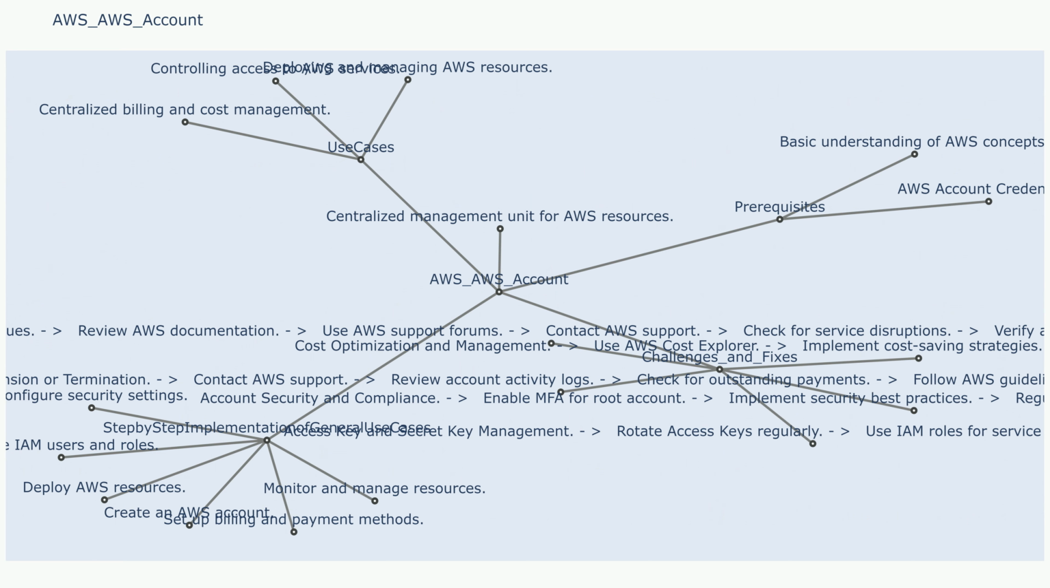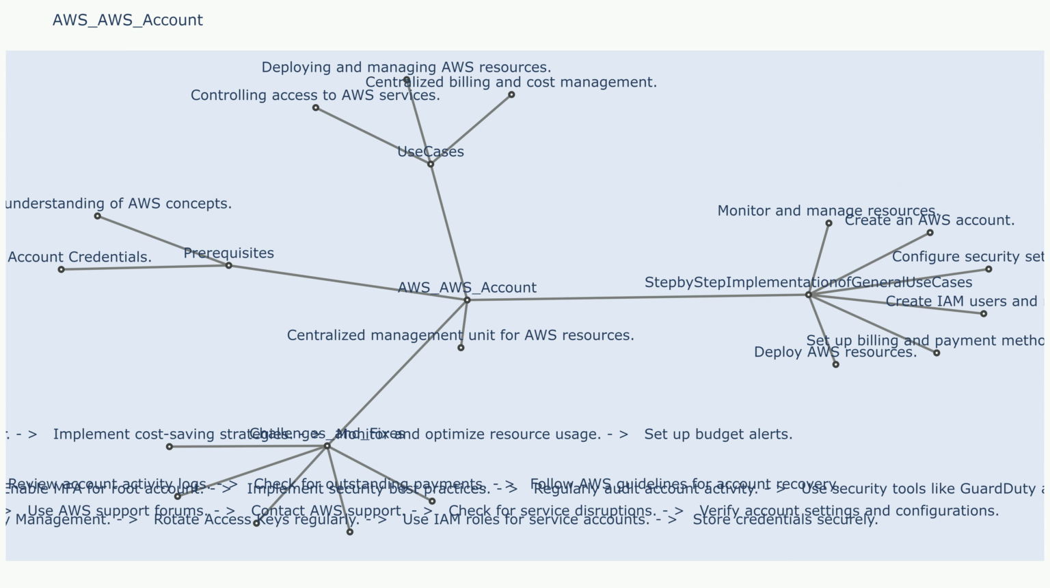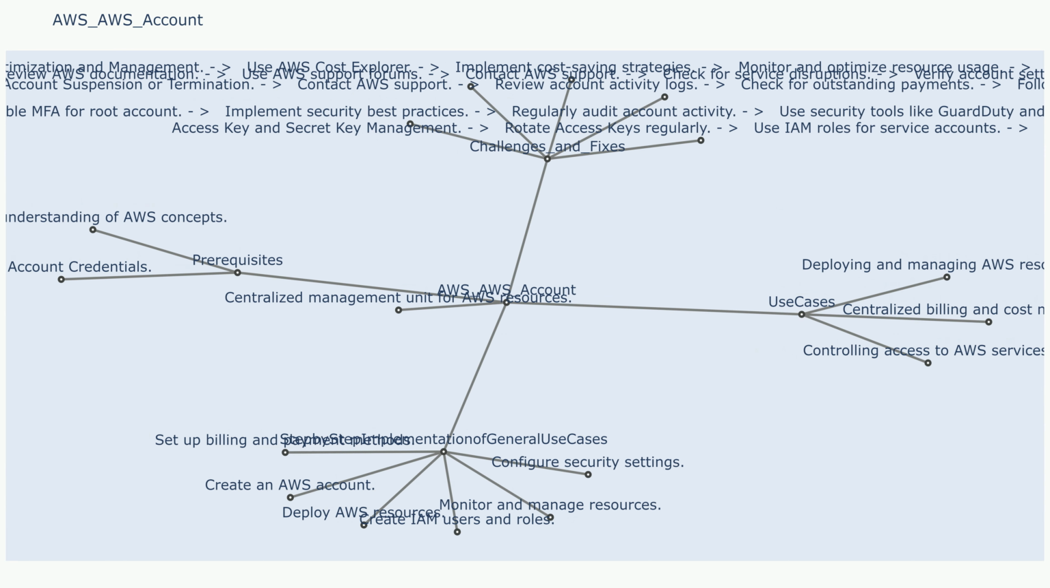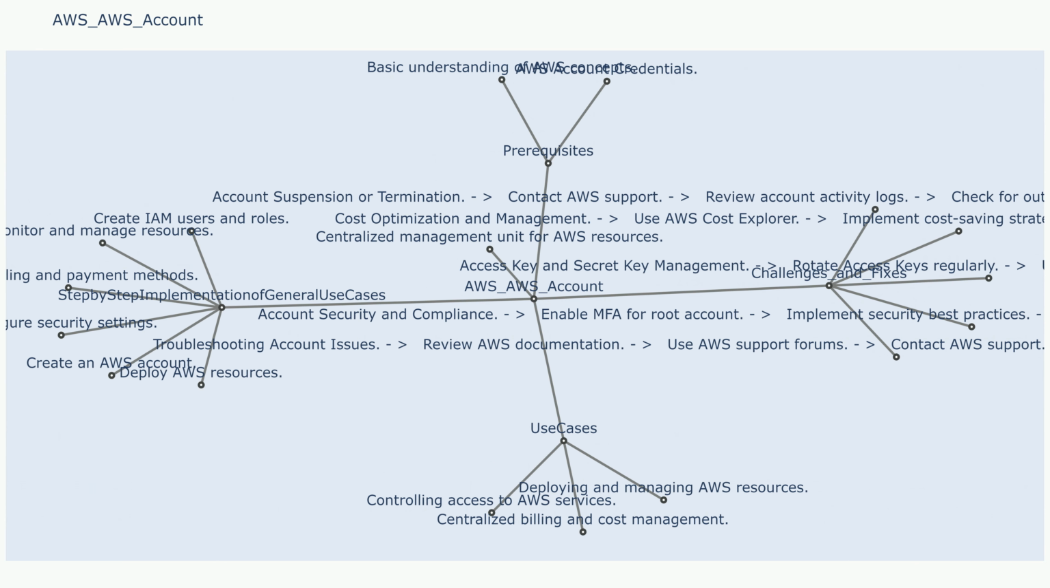Controlling access to AWS services. Define user permissions and roles to control access to specific AWS services and resources, ensuring secure and controlled access within your organization. Step-by-step implementation of general use cases.